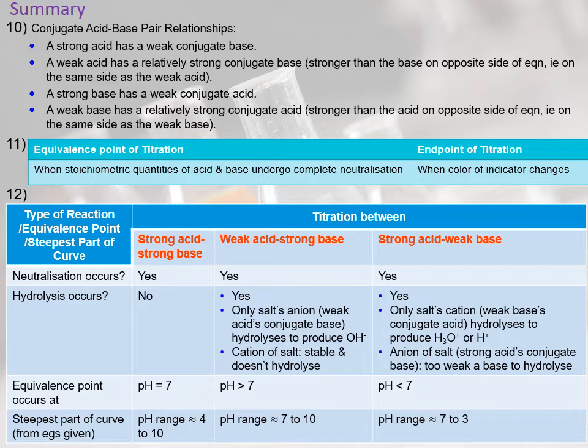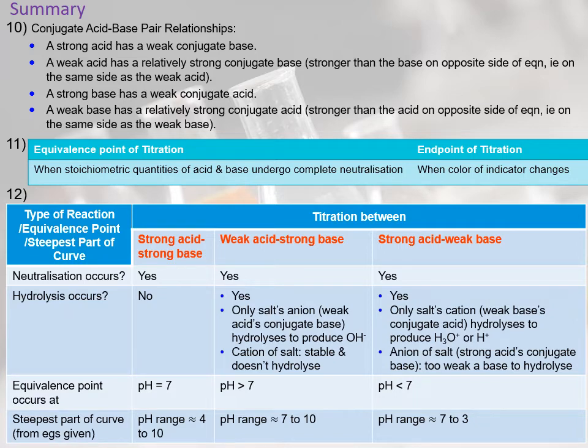For a titration between a weak acid and a strong base, both neutralization and hydrolysis occur. Only the salt's anion, that is, the weak acid's conjugate base, hydrolyzes to produce OH-. The cation of the salt is stable and doesn't hydrolyze. Equivalence point occurs at pH greater than 7. The steepest part of the curve occurs when the pH range is between 7 and 10.